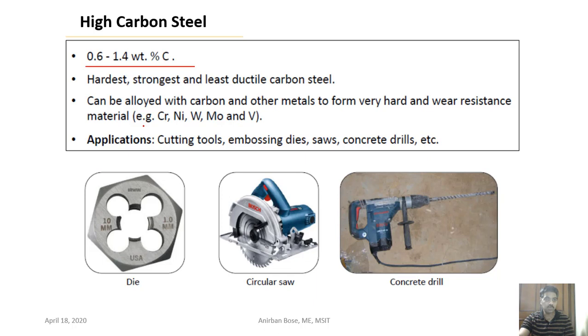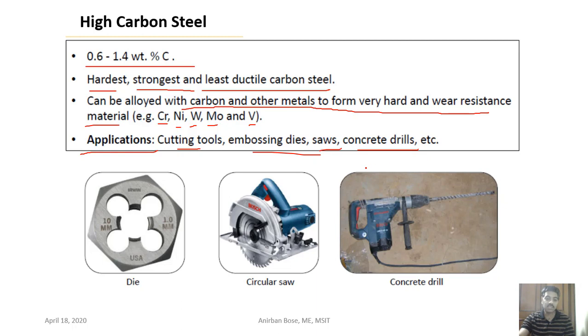So here you can see what you have to remember finally from the high carbon steels. It is 0.6 to 1.4%, hardest among all these grades of plain carbon steel, strongest and least ductile carbon steel, and can be alloyed with other metals to form very hard and wear resistant materials like chromium, nickel, tungsten, molybdenum, vanadium. Okay, so applications like cutting tools, embossing dies, saws, concrete drills, these are certain examples where we can use high carbon steels.